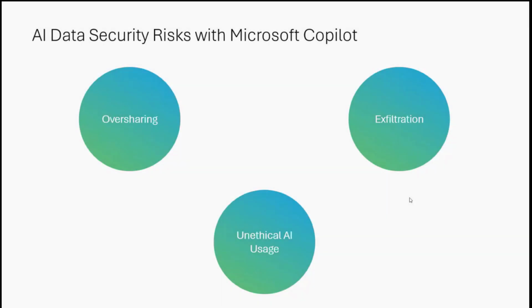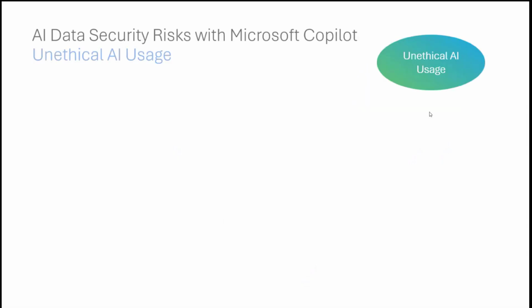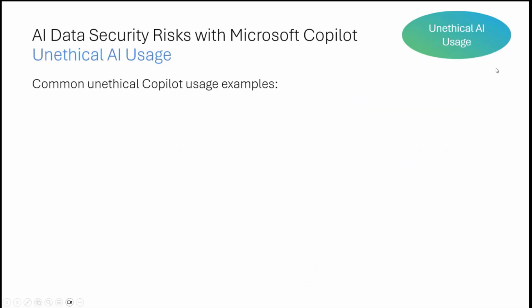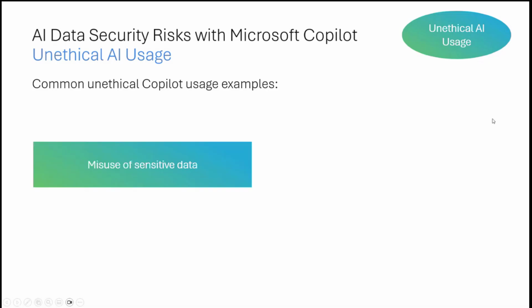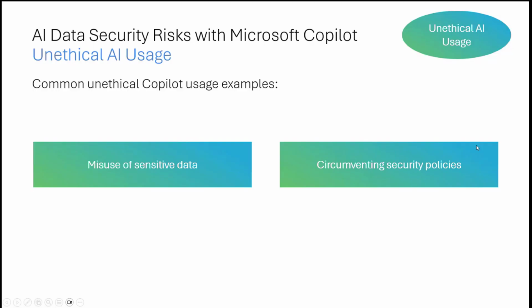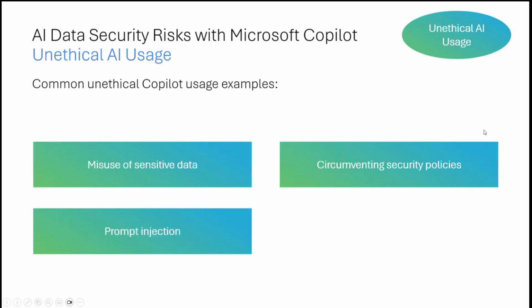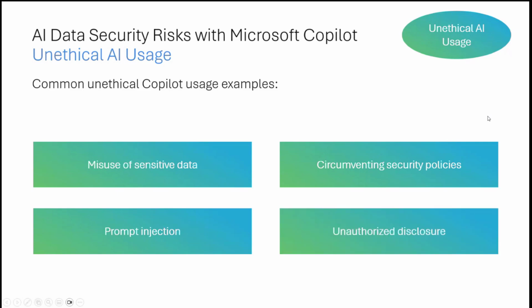Okay, so we reviewed exfiltration. Let's take this last 5 minutes to look at unethical AI usage. Some of the common examples I see are instances of misusing sensitive data, trying to circumvent security policies, instances of prompt injection attempts, and even unauthorized disclosure.